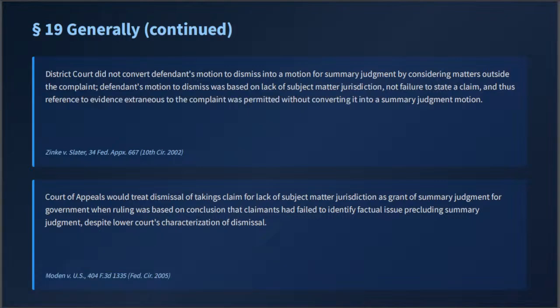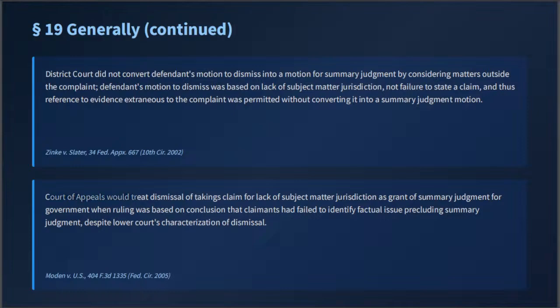All right, so as we see here, reference to evidence extraneous to the complaint was permitted without converting it into summary judgment, because the judges have discretion. Here, the Court of Appeals would treat dismissal of a takings claim for lack of subject matter jurisdiction as a grant of summary judgment for the government when the ruling was based on the conclusion that claimants had failed to identify a factual issue precluding summary judgment, despite the lower court's characterization of the dismissal.